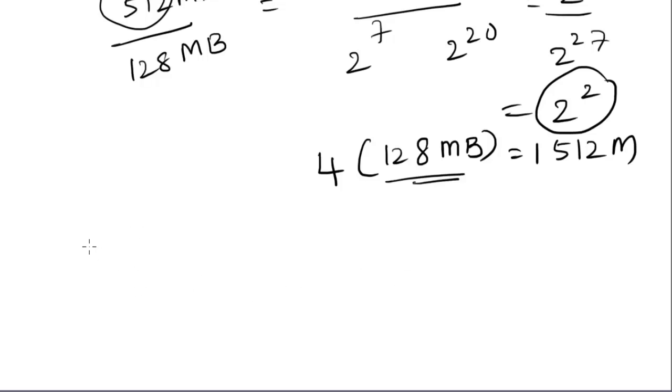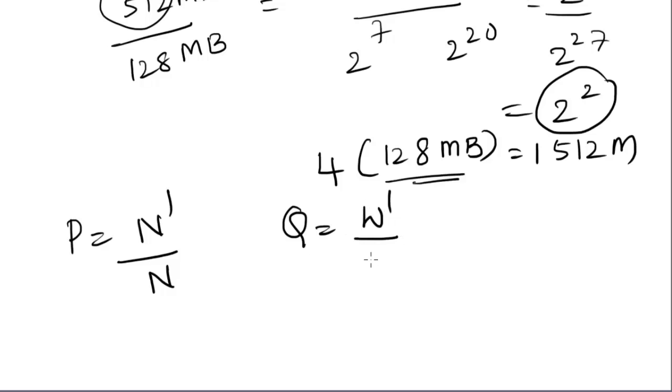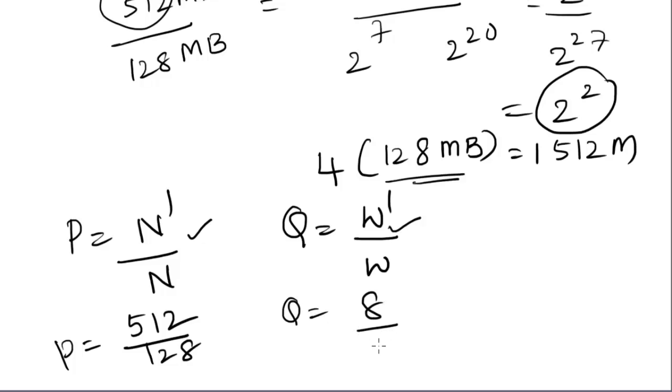So I'll give you the formula like this. P is equal to capital N dash by small n, and Q is equal to small w dash by w. N is nothing but words and w is nothing but width. Now 512 will be divided by 128, and this will be the P, and Q is nothing but 8 by 8. Why have I taken 8? Bytes is nothing but 8 bits. So I have taken it like this. Now P value will be 4 and Q value will be 1.